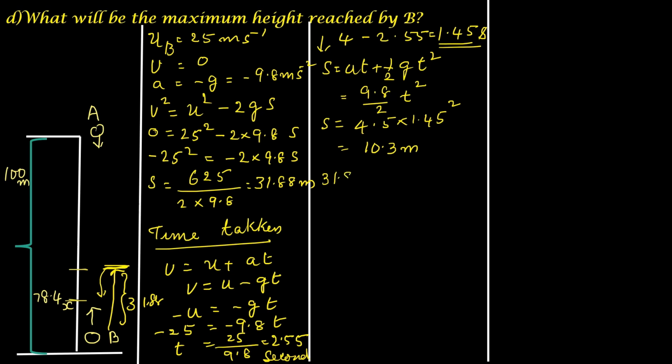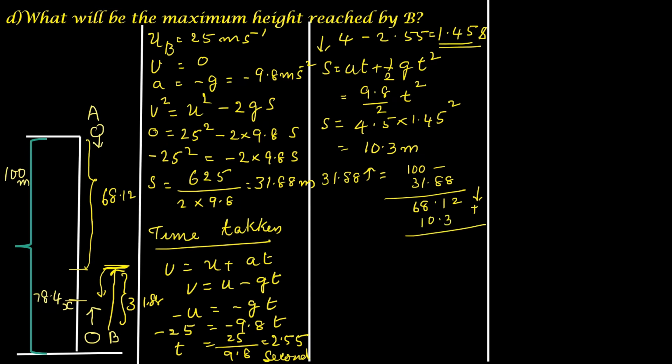When the ball travels 31.88 meter in the upward direction, it will be at 68.12 meter from the top downward. So after reaching the maximum height, when it travels 10.3 meters in the downward direction, the total becomes 78.42. Now the two balls are at the same position. After 4 seconds, they meet.